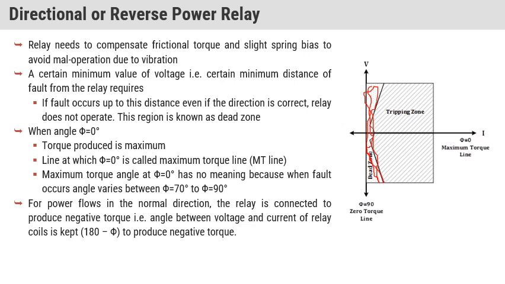When the angle phi is equal to 0 degrees, torque produced is maximum. The line at phi equal to 0 is called the maximum torque line. A maximum torque angle at phi equal to 0 degrees has no meaning, because when a fault occurs, the angle varies between 70 and 90 degrees. For power flowing in the normal direction, the relay is connected to produce negative torque. The angle between voltage and current of the relay coils is kept at 180 degrees minus phi to produce the negative torque.